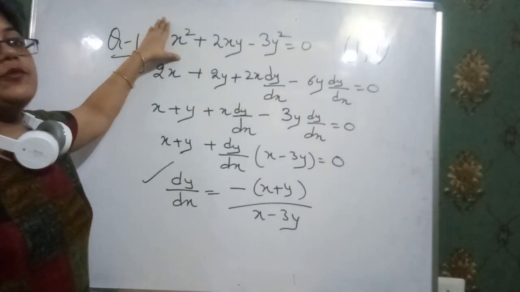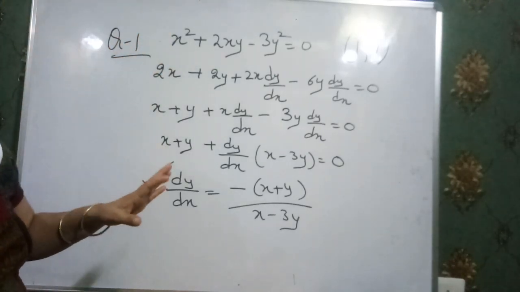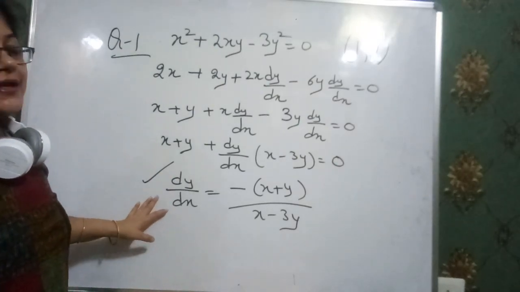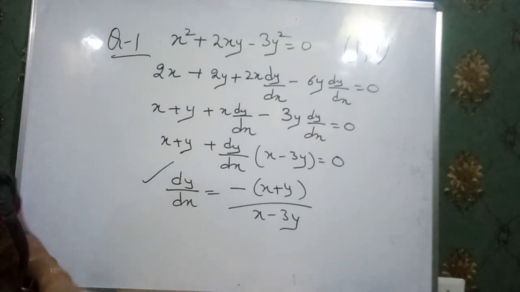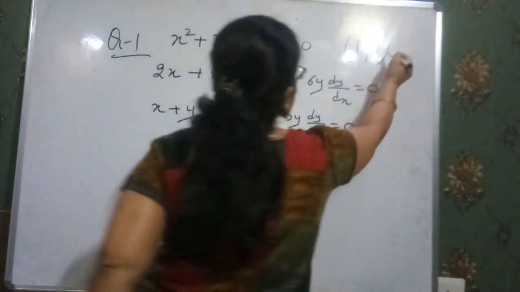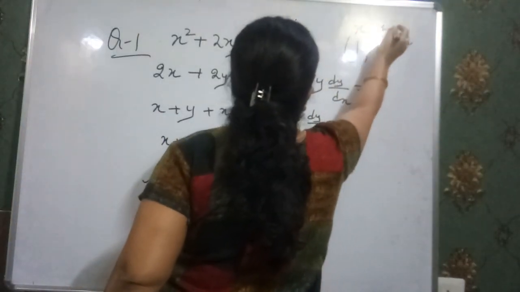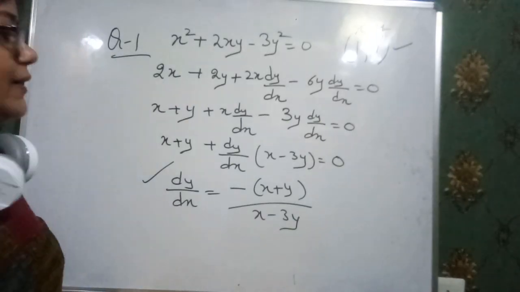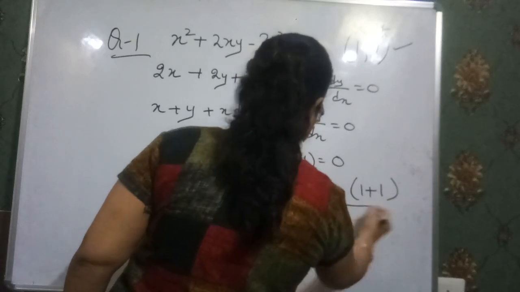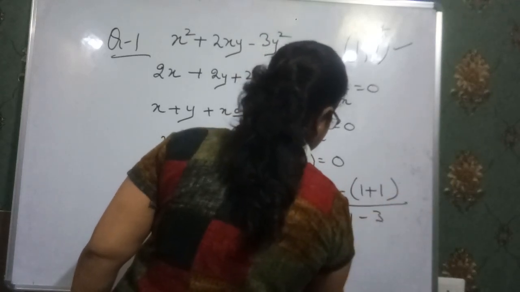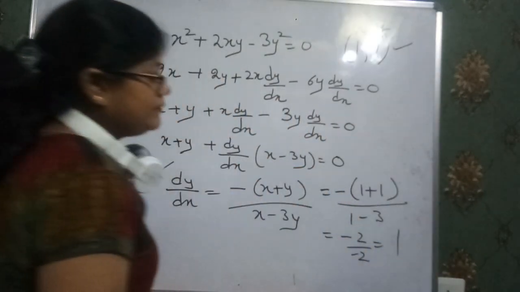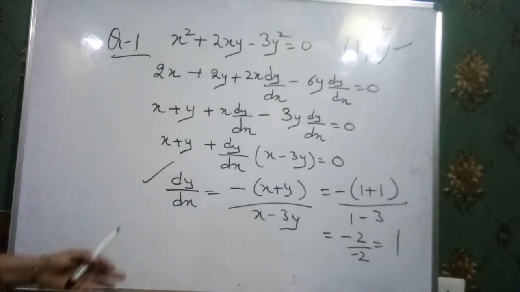Whether it is a parabola, an ellipse, anything which is given to you, the first step is to find dy by dx. This is the slope of the tangent. Now the second thing, we just put in the values of x and y into dy by dx. So we have minus (1 plus 1) over (1 minus 3). Clear? We have minus 2 over minus 2, that means we have 1. So the value of dy by dx from here is 1.